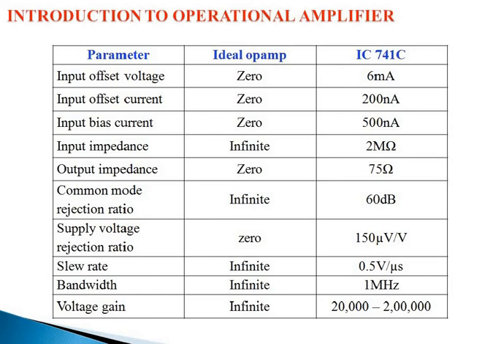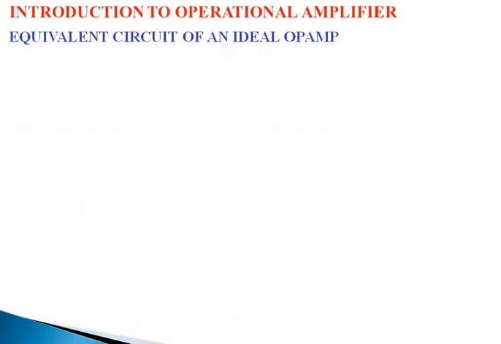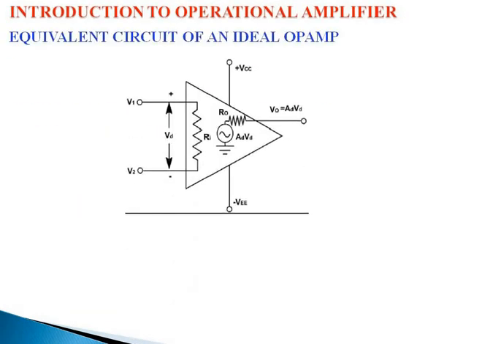Then we have seen different parameters. In this comparison chart, we have compared these parameters of ideal op-amp and 741C, which we have already discussed while we explained the parameters. Next is the equivalent circuit of an ideal op-amp. This is the equivalent circuit.